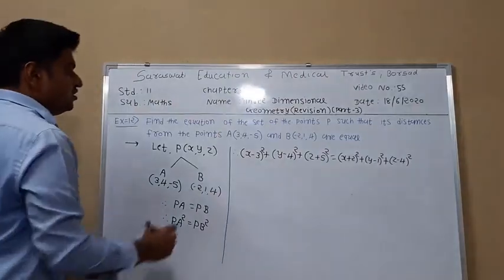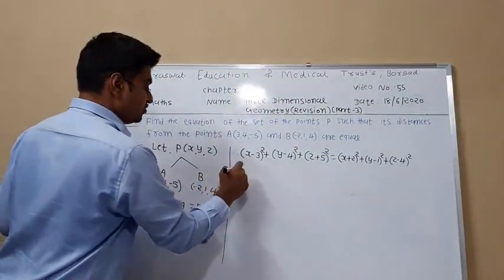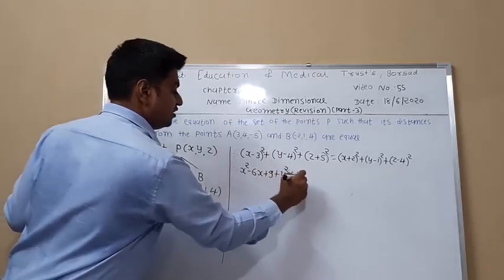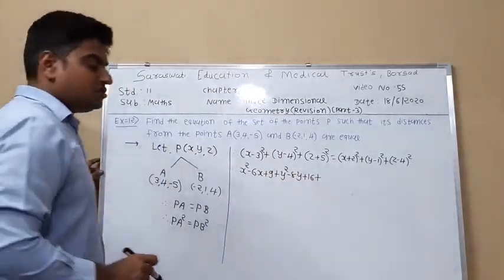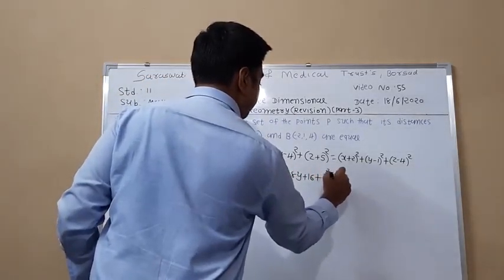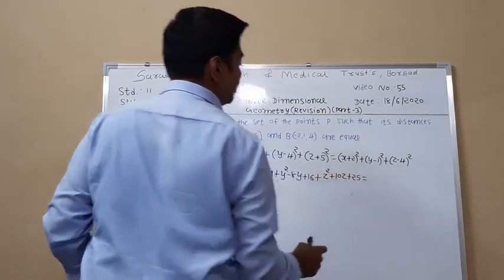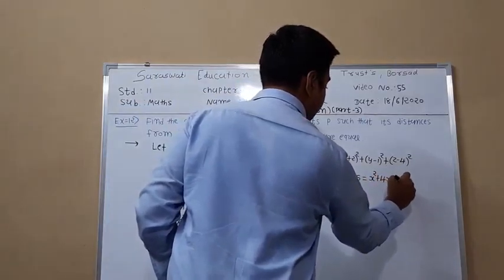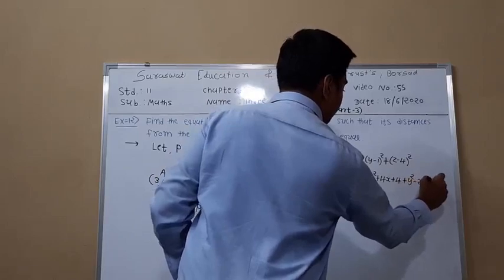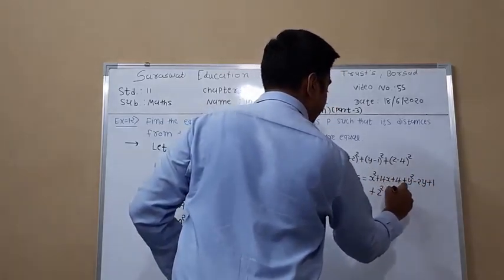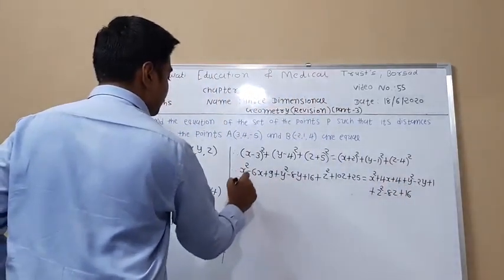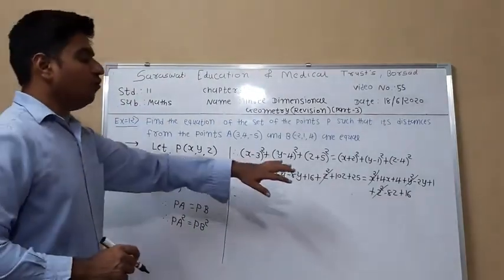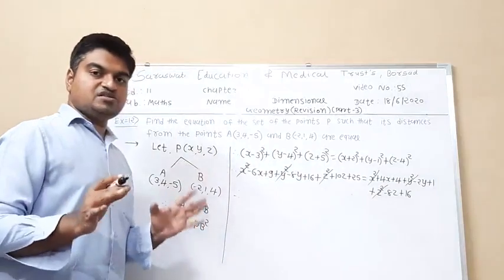Now simplify these terms. Here apply the identity (a - b) whole square. So x square minus 6x plus 9, plus y square minus 8y plus 16, plus z square plus 10z plus 25, is equal to, again simplifying, x square plus 4x plus 4, plus y square minus 2y plus 1, plus z square minus 8z plus 16. So x square cancels, y square cancels, z square cancels out. Now all the remaining terms are written on one side and we simplify.